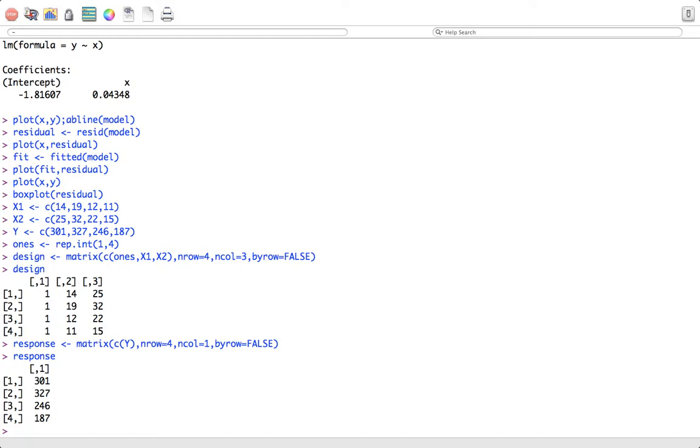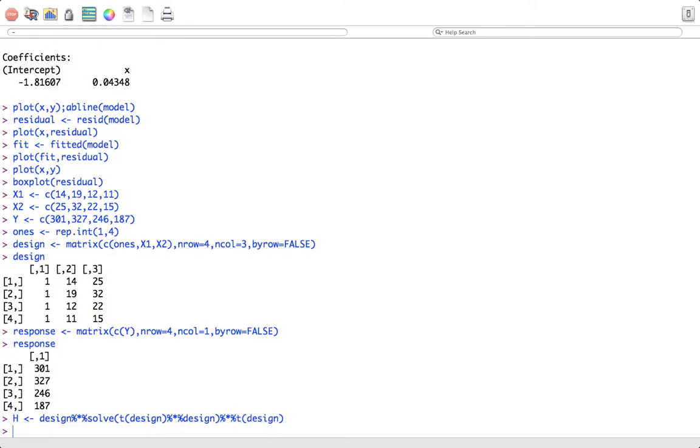hat matrix, right? Now, guys, if you recall the hat matrix, I've called X my design, so I'm just going to call the hat matrix H. So I need my design matrix times the inverse of the transpose of the design times the design, times the transpose of the design matrix.